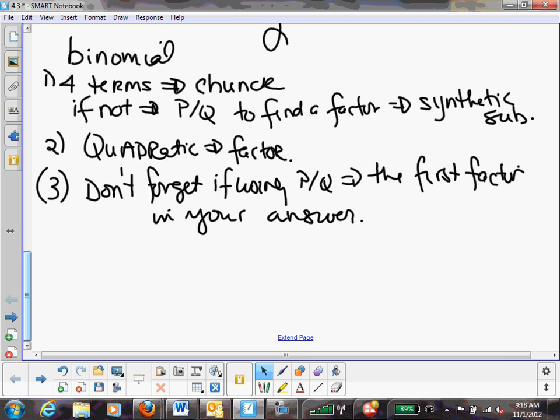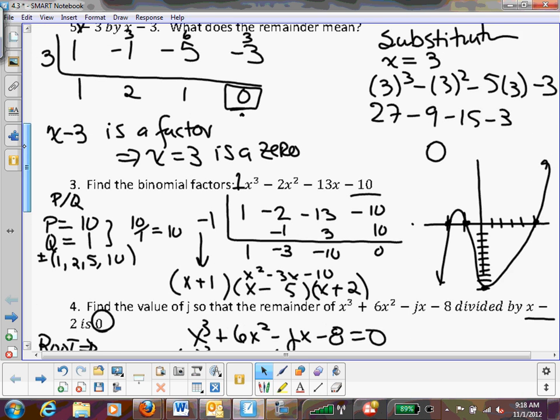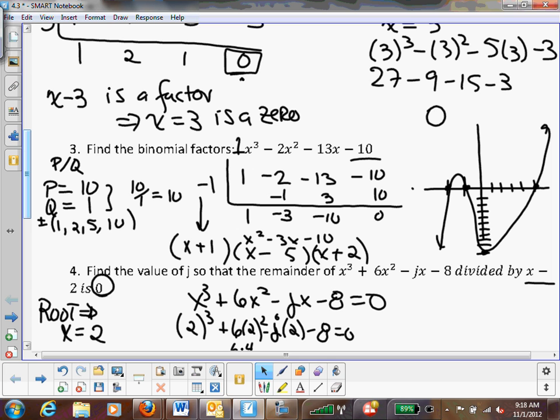Any questions about this? About this? Allie? Because I did my factors of 10 over my factors of 1, and that was just 10. And factors of 10 are 1, 2, 5, and 10. Then it would have been 10 over 2, which is 5, and my factors of 5 would be 1 and 5, plus and minus.